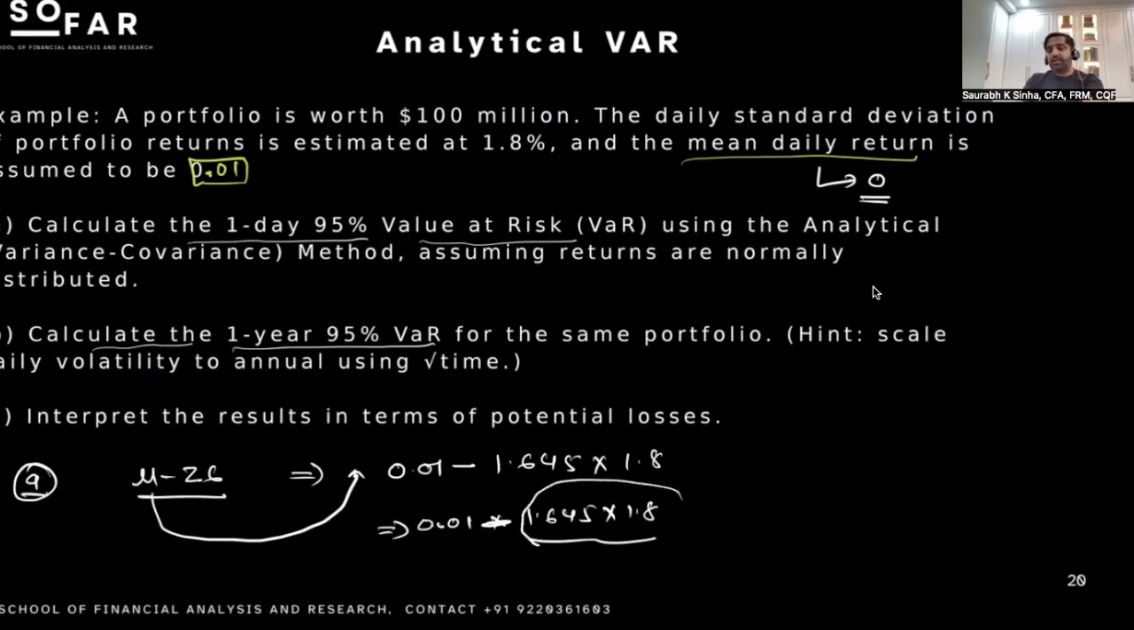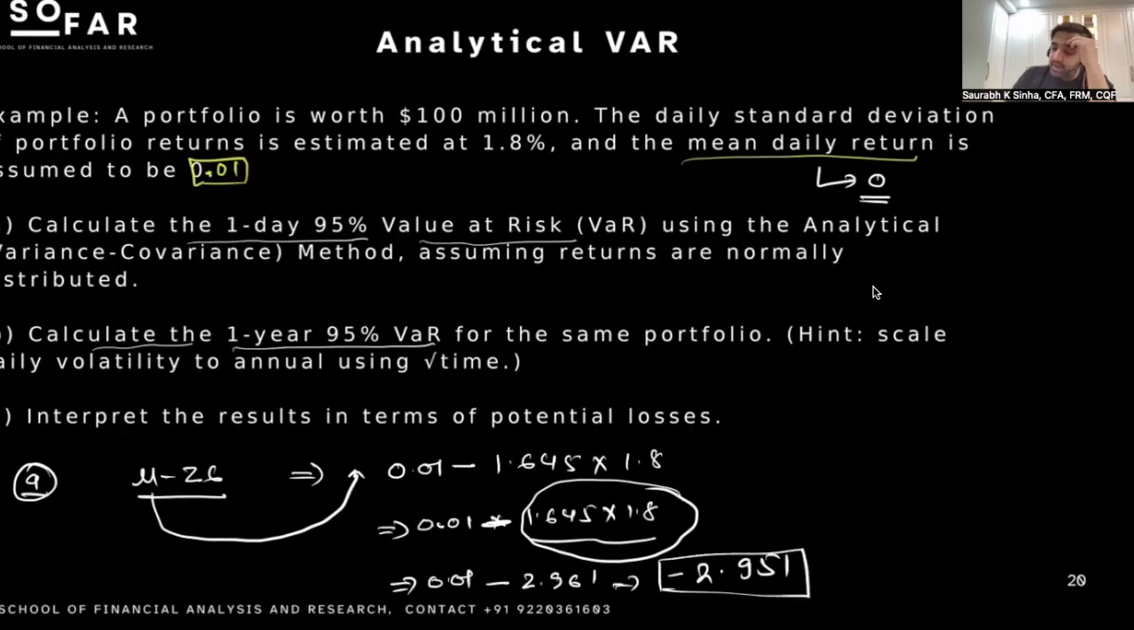What is this coming as? Negative 2.961, sorry, this is 2.951 negative. This is in percentage. Now, most important, this would be one of the answers given in the examination, 2.91% VaR.